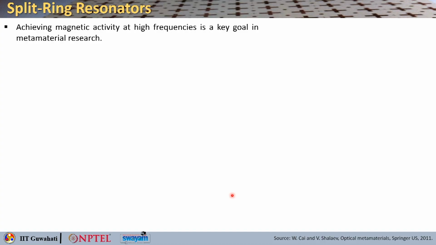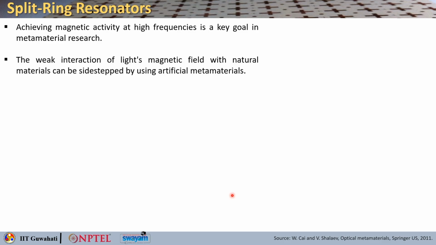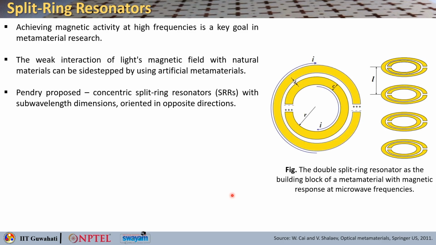Now, in the pursuit of magnetically active structures at high frequencies, which is one of the core areas of metamaterial research, people have seen that split ring resonators are very important. So, why are they interesting? Because you can design a structure that can boost up the interaction of the elements with the light's magnetic field.